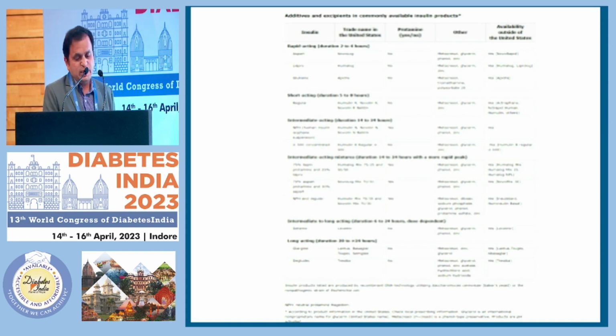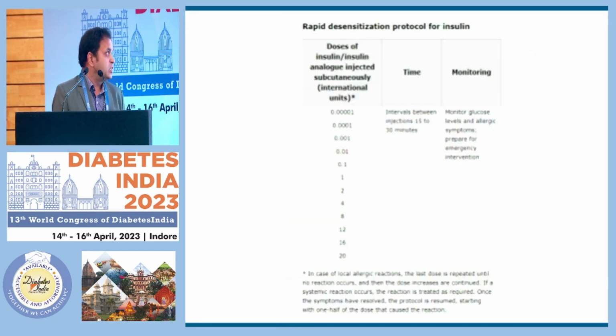So this chart will tell which insulin has which co-components that can be the cause of the hypersensitivity, so that by using this chart you can pick and choose an alternative which doesn't have those molecules. And this is how we can do the rapid desensitization protocol for insulin.